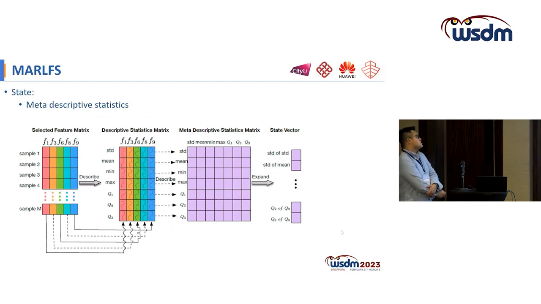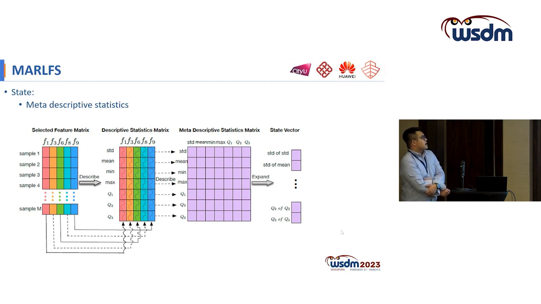To depict the environment, the selected feature matrix, there are three methods suggested in this paper. The first is using meta descriptive statistics. This descriptive statistics includes standard variance and mean like this and the quartiles.